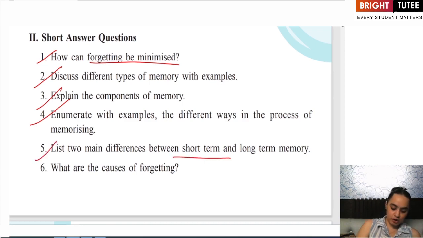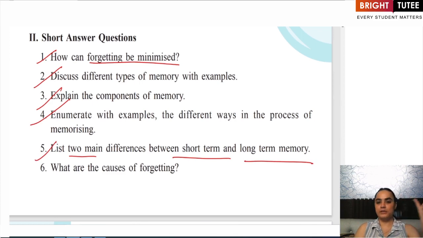Difference between short-term and long-term memory. First, 2 differences are asked from you. Whenever you get 2 differences, the first one has to be the definition of both. So you will first tell about the short-term memory, which will remain in your brain for 30 seconds, and long-term memory, which has a longer duration in your brain. And the second difference should always be an example to differentiate the 2.